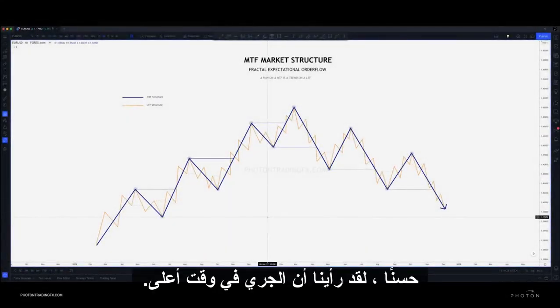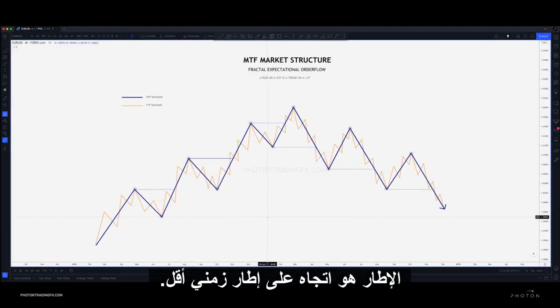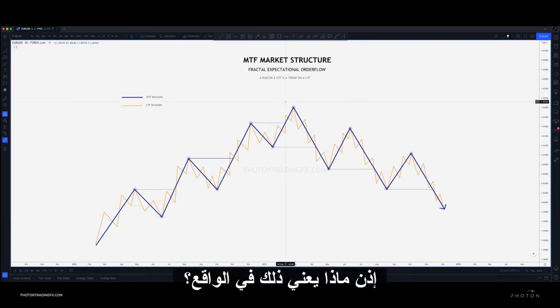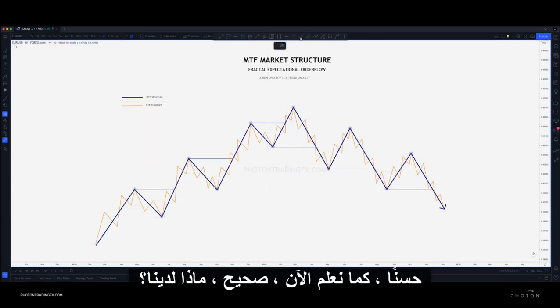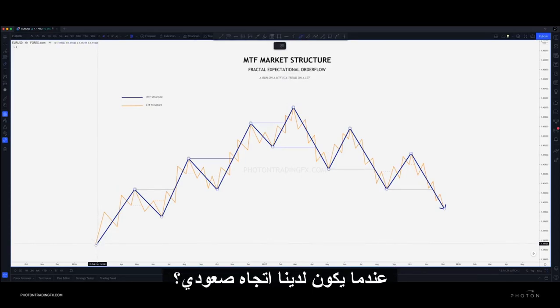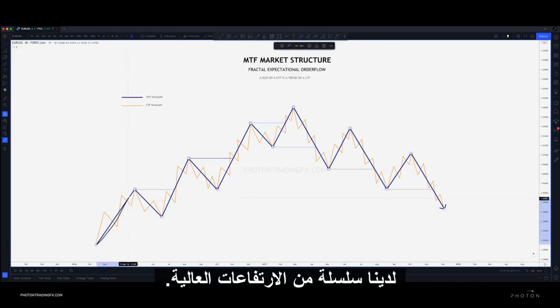You have been warned. Okay, so we have seen that a run on a higher time frame is a trend on a lower time frame. So what does that actually mean in reality? Well, as we now know, what do we have when we have a bullish trend? We have a series of higher highs.